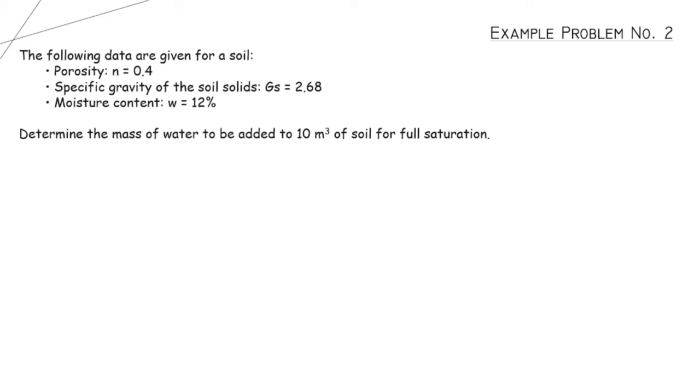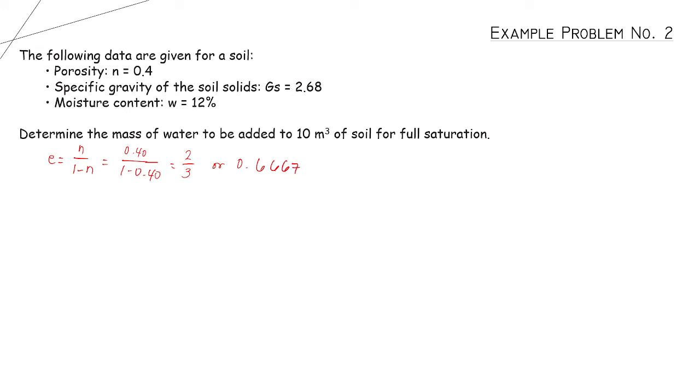So, for the very first step, let us express the porosity n as the void ratio e. So, e is equal to n all over 1 minus n. So, this is equal to 0.4 all over 1 minus 0.40. So, this is equal to 2 over 3, or 0.6667.